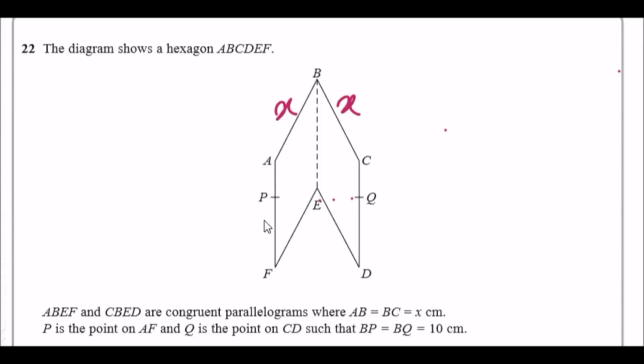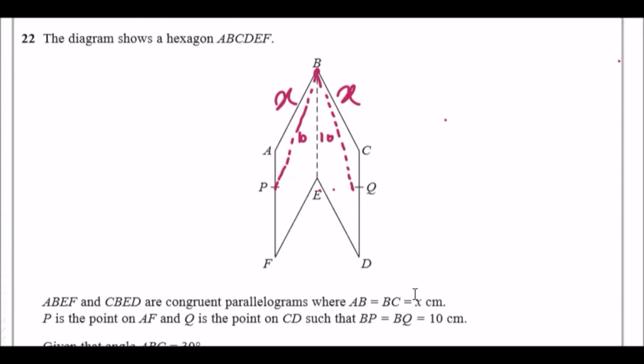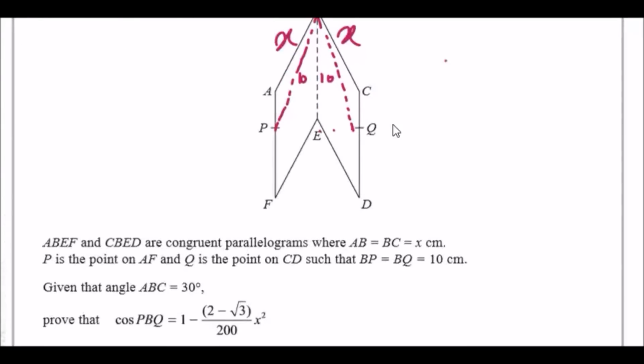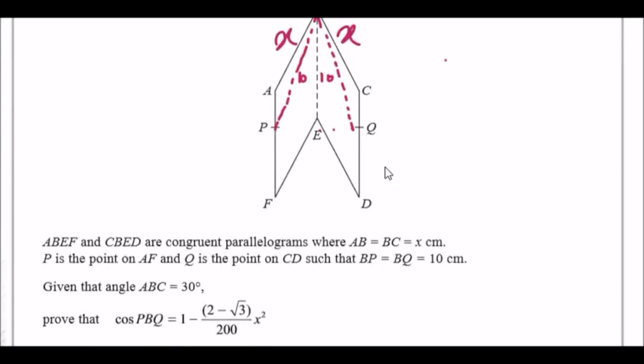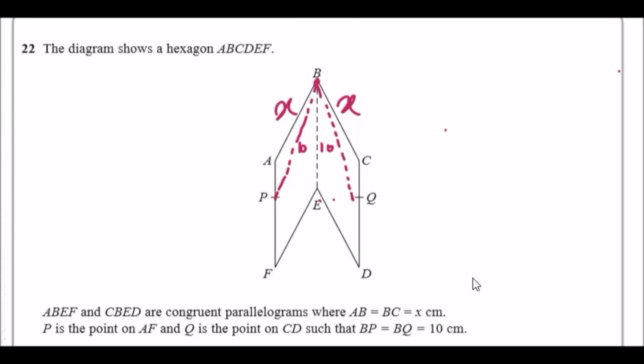P is on the line AF, and Q is on the line CD, such that BP and BQ are 10 centimeters. So if you draw a dotted line that connects B to P and a dotted line that connects B to Q, we have identical lengths of 10. Given that angle ABC is 30 degrees, prove that you can make cos PBQ. So the triangle PBQ can look like this. I'll tell you a very easy way. First things first, represent this as separate triangles. So I'm going to go ahead and draw two different triangles.